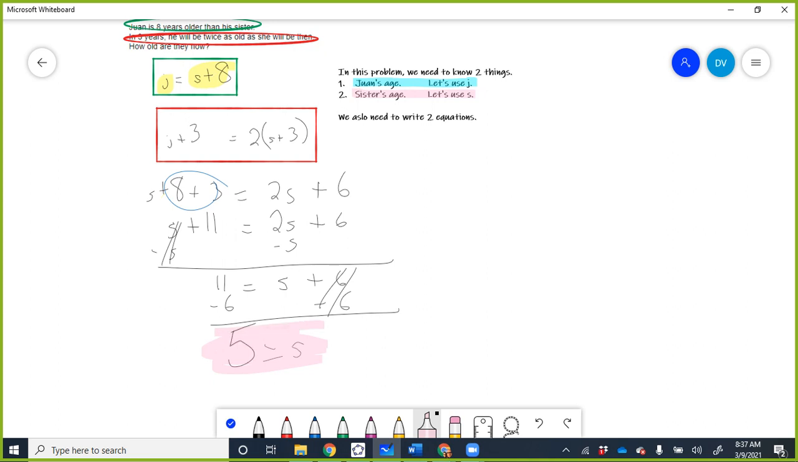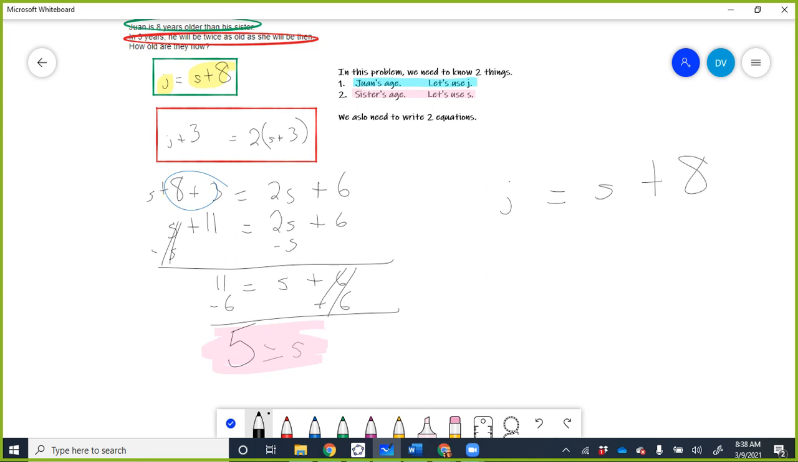Okay. Now what we want to do is go back to the two original equations that we wrote. We wrote an equation in a green box, and we wrote another equation in the red box. Now we could use either the green box or the red box. Let's go ahead and use the green box. Seems a little bit simpler. The red would work fine. Let me write what's in the green box over on the side here. J is equal to S plus 8.